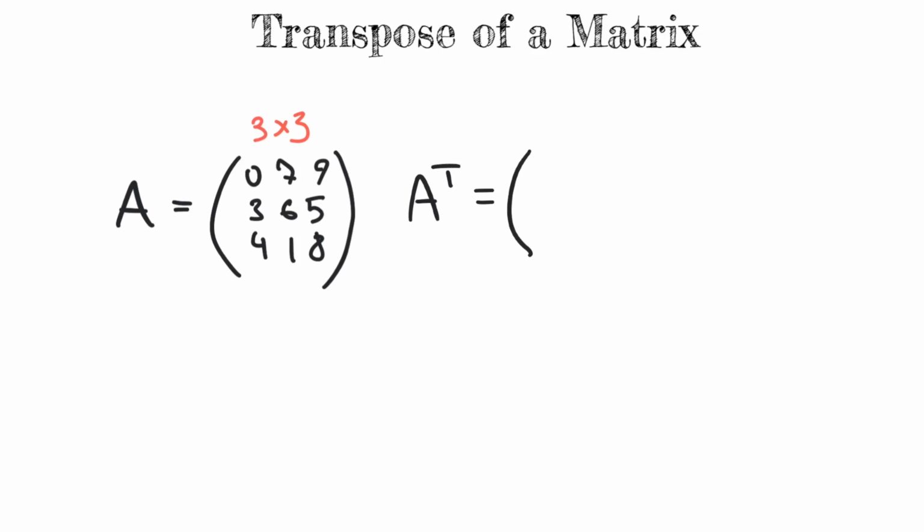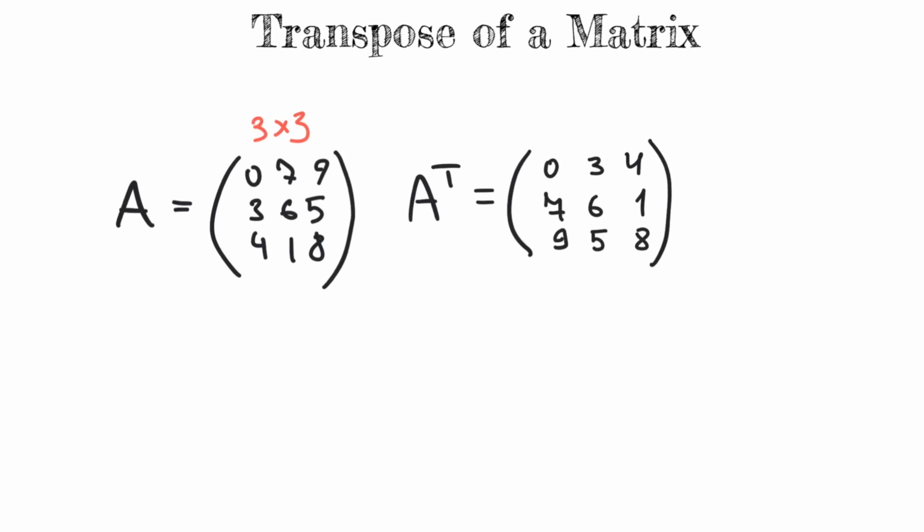It will have the first column of the original matrix as the first row of the transposed matrix. So the first row is going to be 0, 3, and 4. The second row is going to be the second column of the original matrix and is going to have 7, 6, and 1. Lastly, the third column of the original matrix is going to become the third row of the transposed matrix and is going to be 9, 5, and 8.